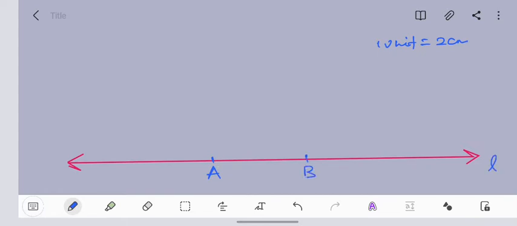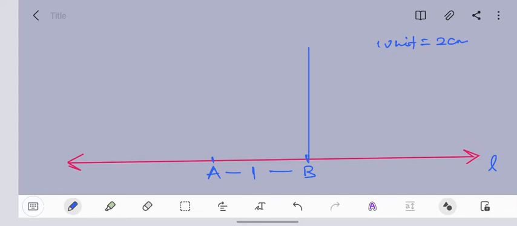So see, this is B now. So AB we got here as 1 unit, which is equal to 2 centimeter, but take it as 1 unit only. Now construct a right angle from point B using your protractor. So after constructing a right angle, it will look like this.